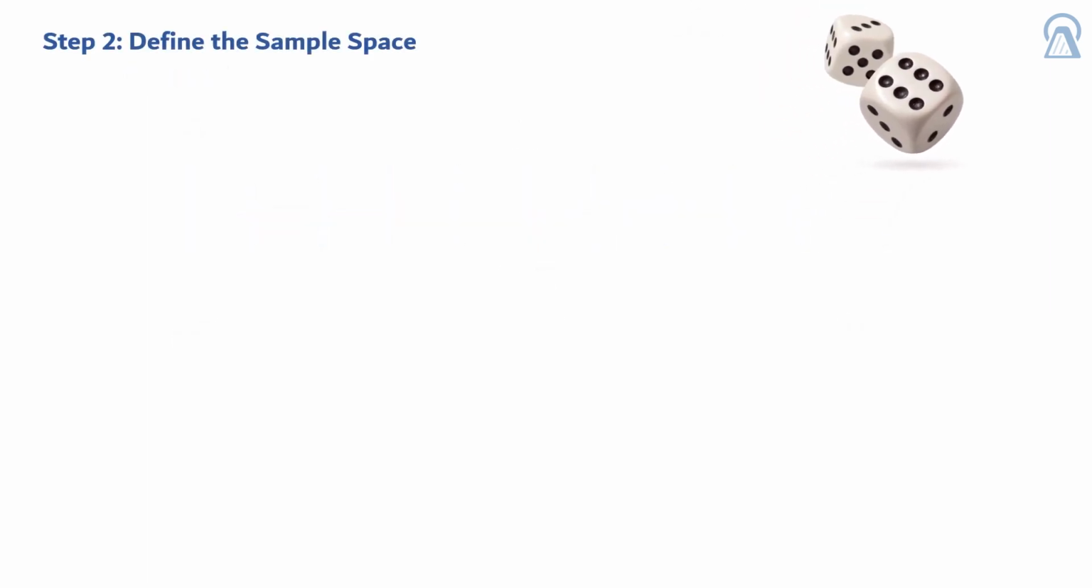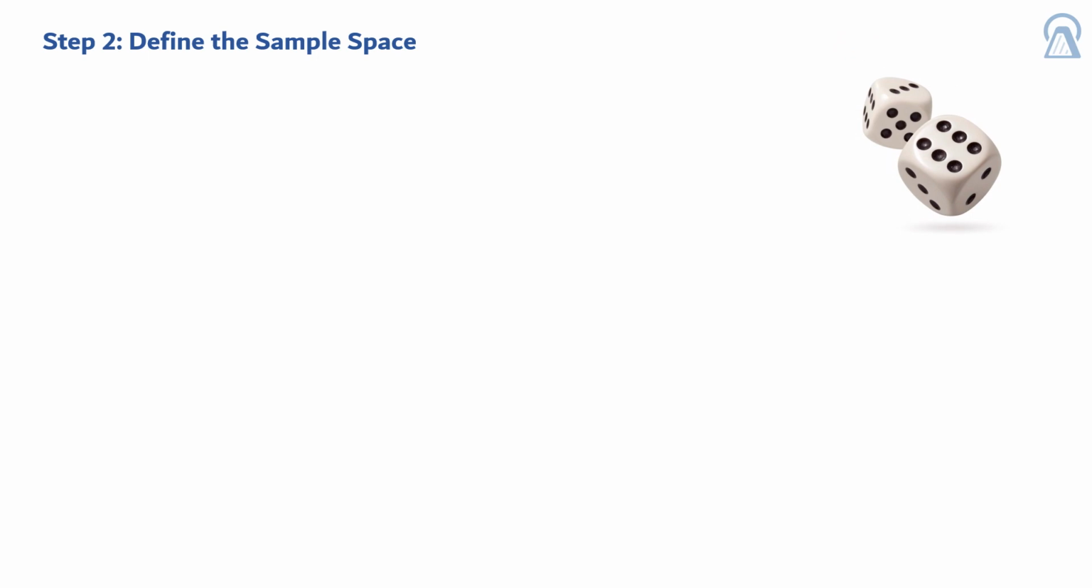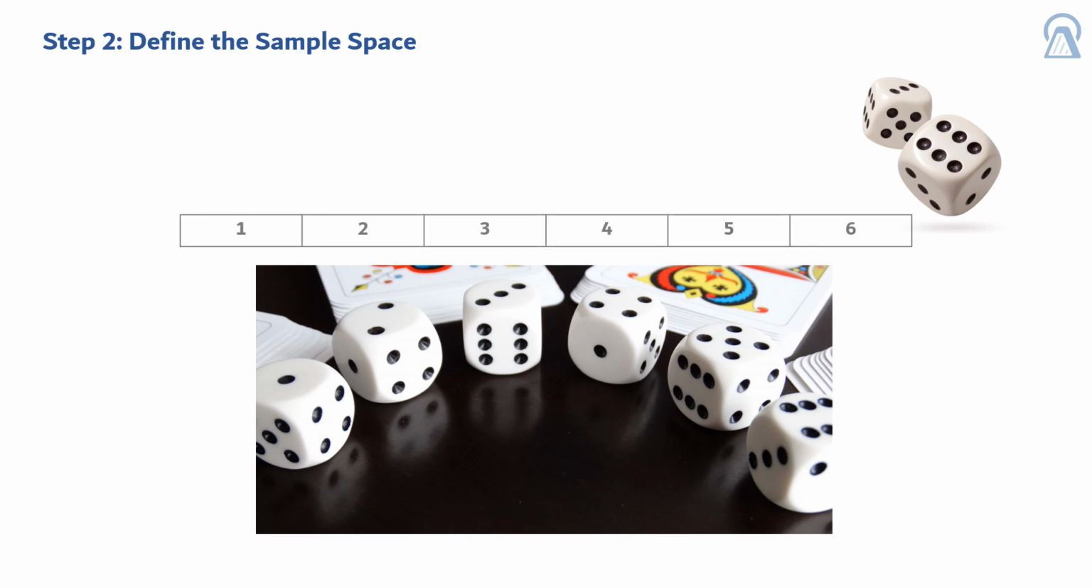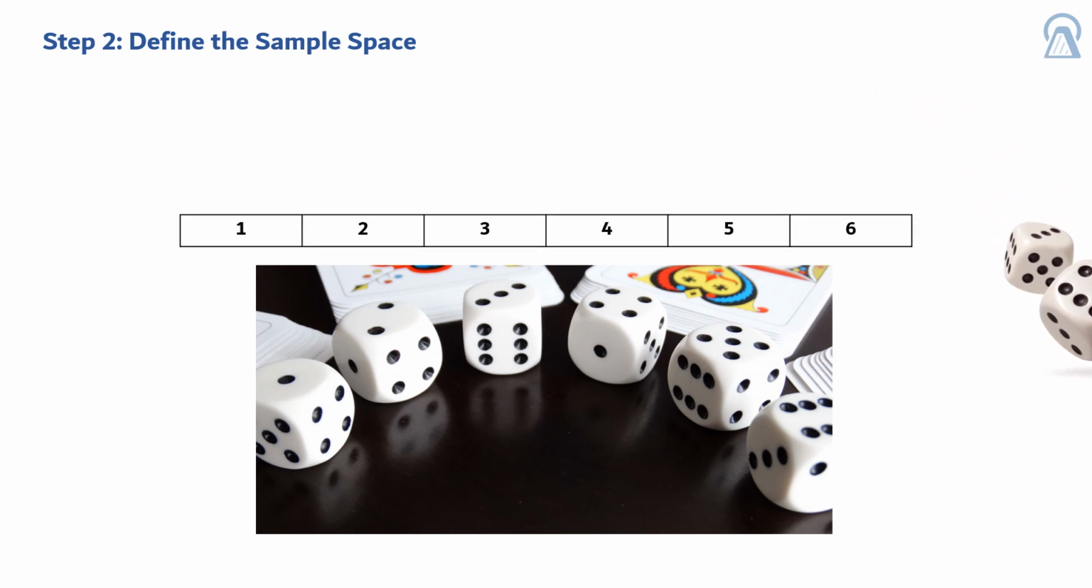Step 2. Define the sample space. This is the set of all possible outcomes. For instance, you're rolling a fair 6-sided die. Your sample space is 1, 2, 3, 4, 5, 6.